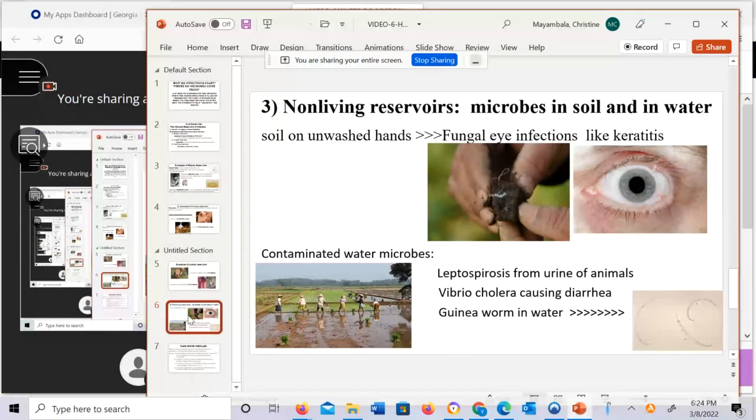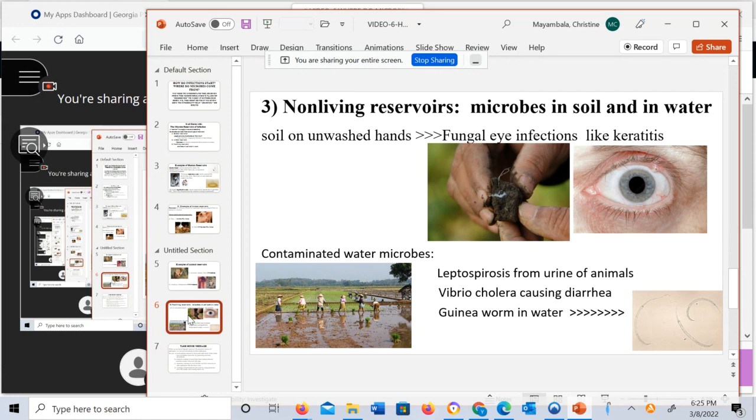Slide 6 covers non-living reservoirs. And here I'm talking about reservoirs, soil and water and air. Now, some organisms naturally live in soil or in water. The problem comes when they get passed on from those natural environments, natural reservoirs, to the humans.